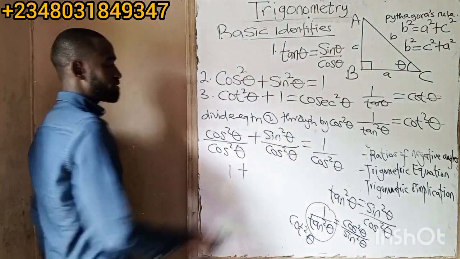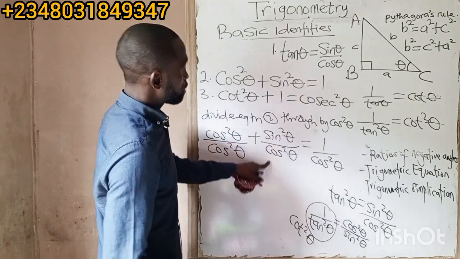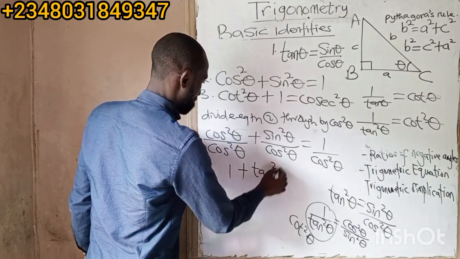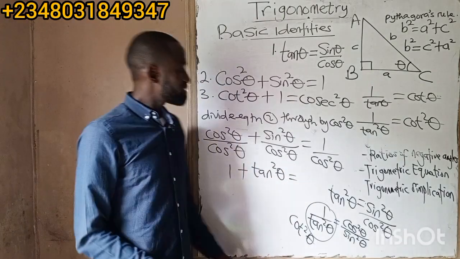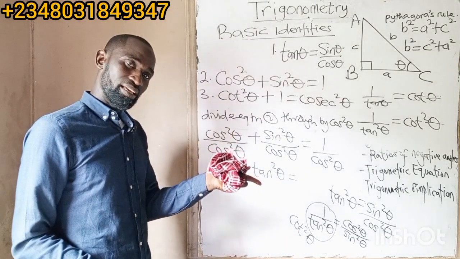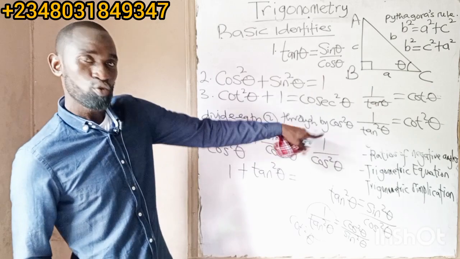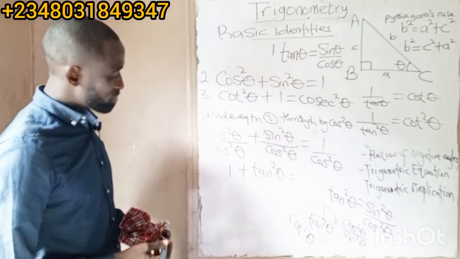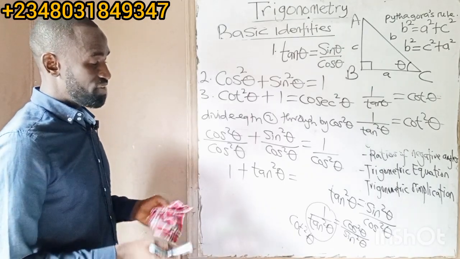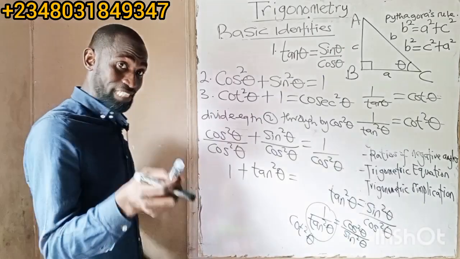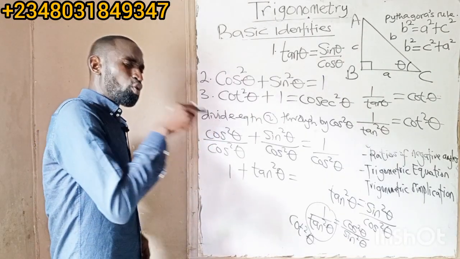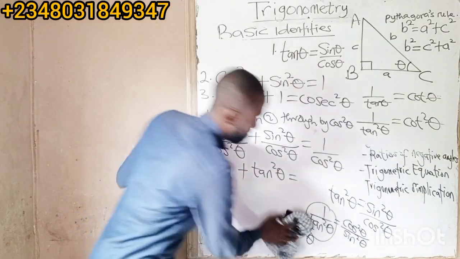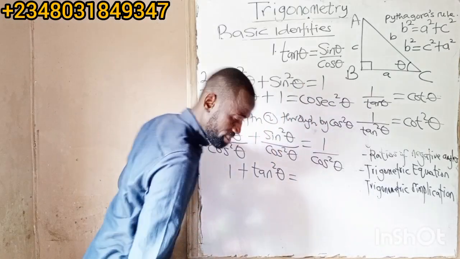1 plus. What is sine over cos? Sine over cos is tan. But sine square over cos square equals what now? Tan square theta. Inverse of cos is sec. What is now the inverse of cos square theta? That would be sec square theta.